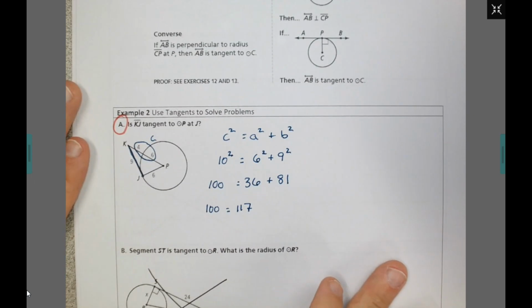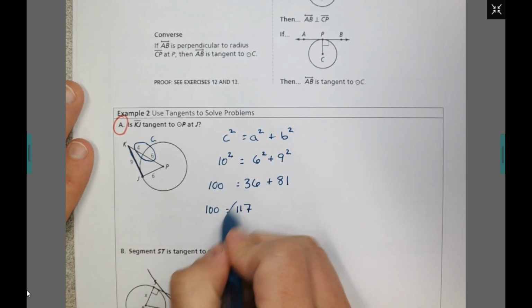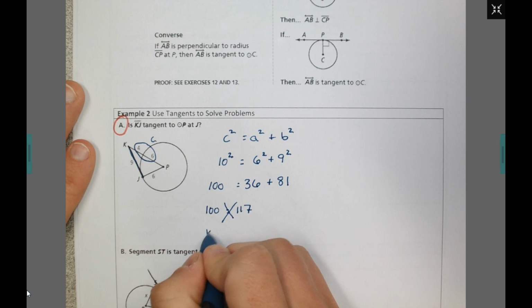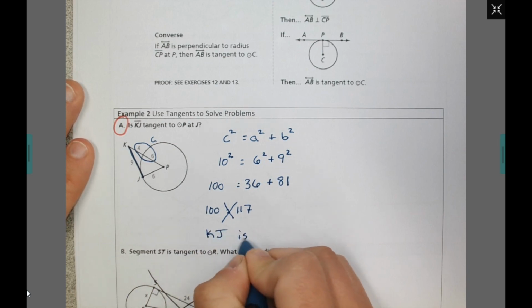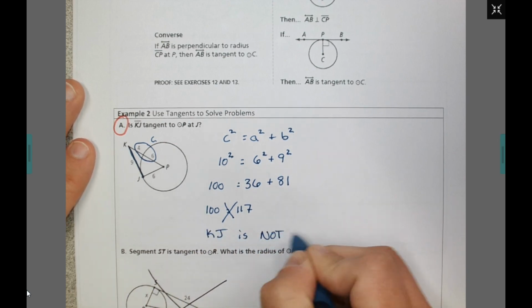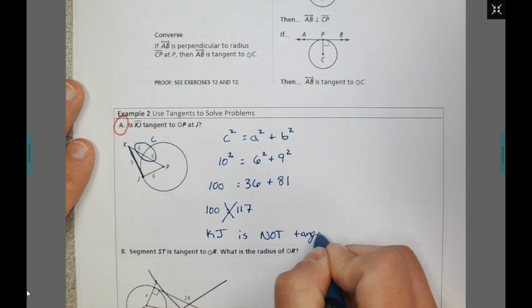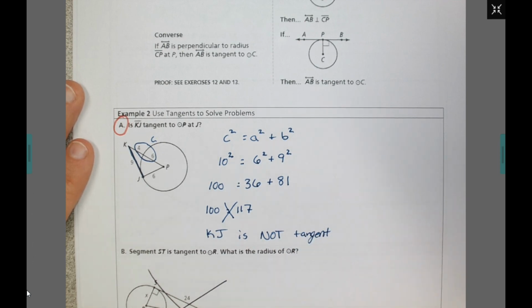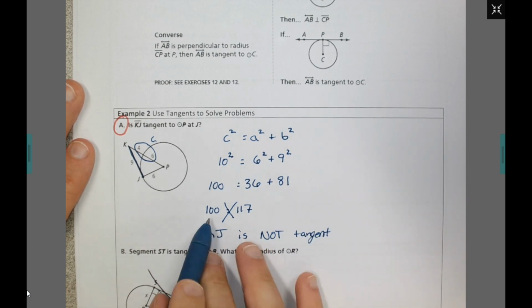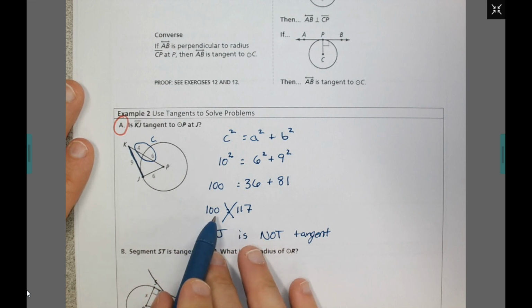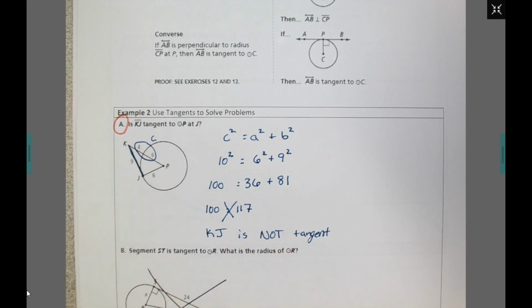100 does not equal 117. Since they are not equal, we would say KJ is not tangent to circle P at J. If it worked out where the two of them were equal, so I got 100 equaling 100, then we could say, hey, it's tangent. But since they're not equal, KJ is not tangent.